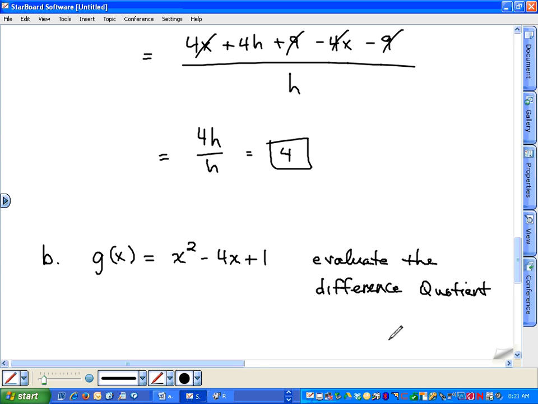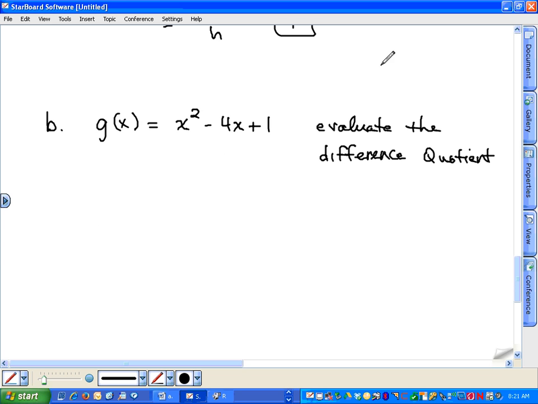Evaluate the difference quotient. If you listen to my suggestions, what do you start with? The bottom. Put an h. There we go. No mistakes made there, right? Is it always going to be an h at the bottom? Yep.